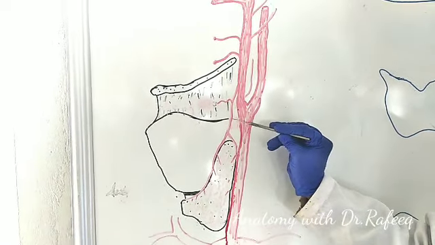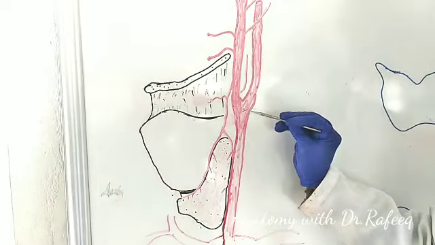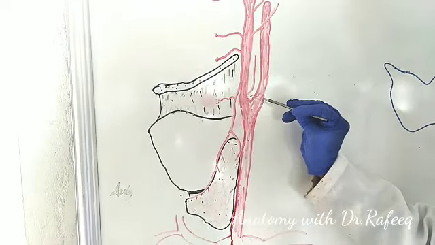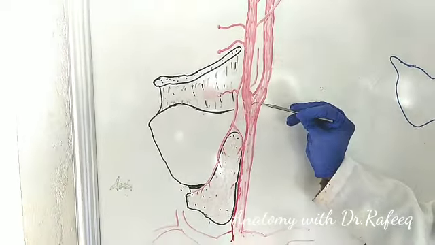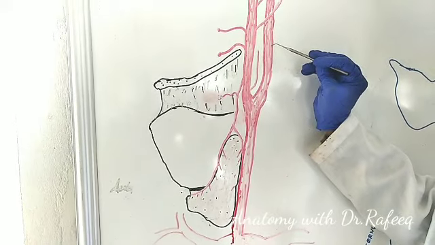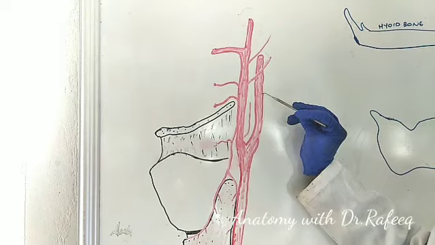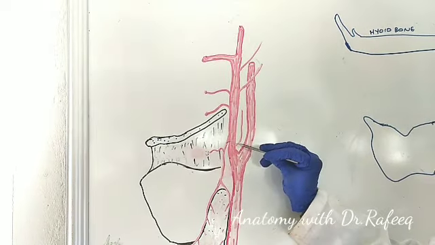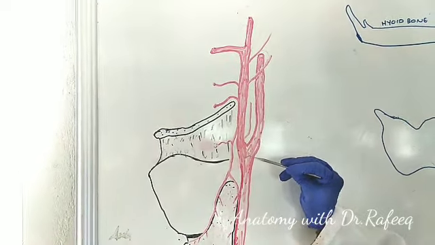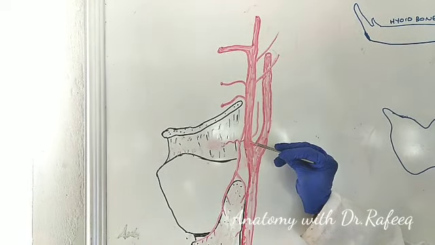And once it is reaching the level of upper border of the thyroid cartilage, this is bifurcating or dividing into external carotid artery and internal carotid artery. Look at the picture and understand, internal carotid artery is not at all giving any branch here, but external carotid artery will provide several branches. So the first branch is superior thyroid artery.